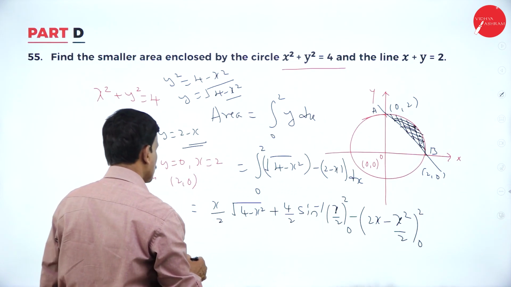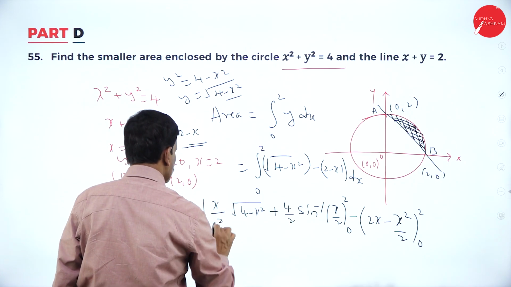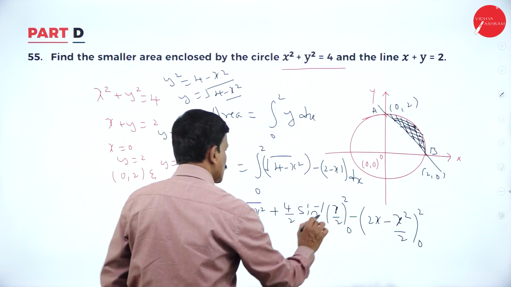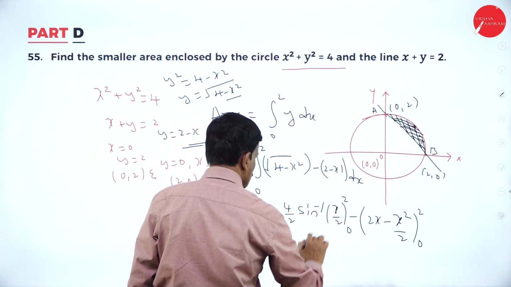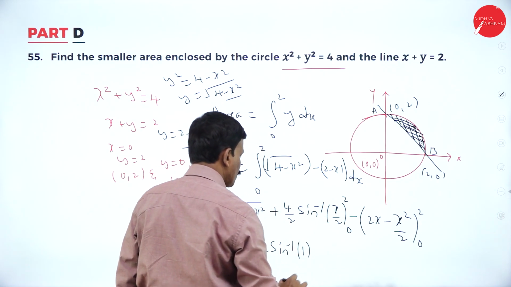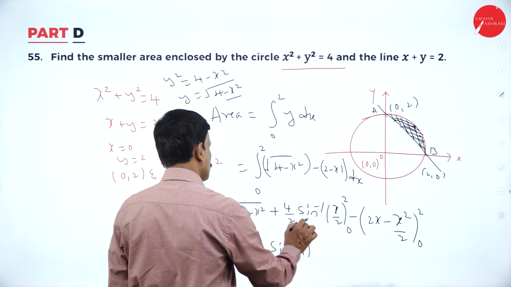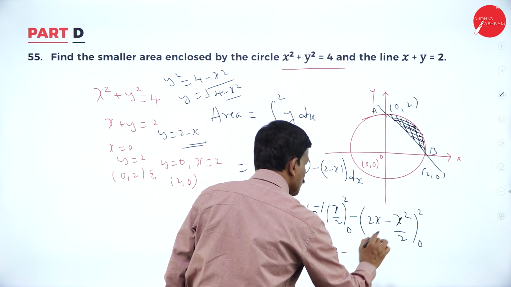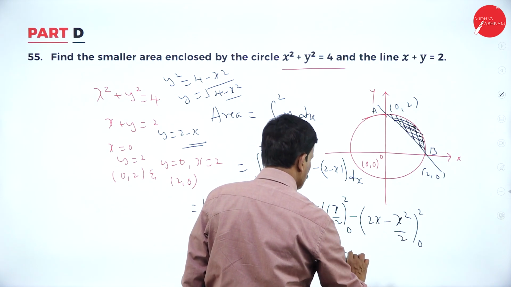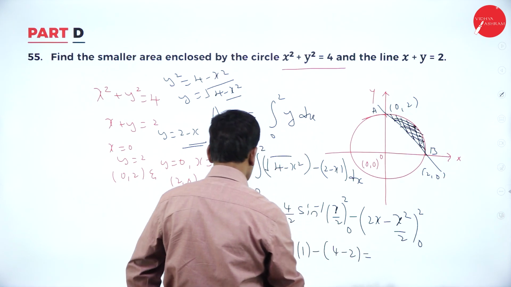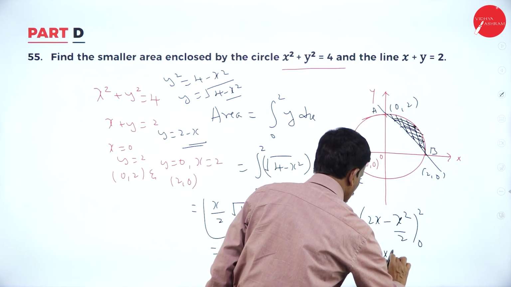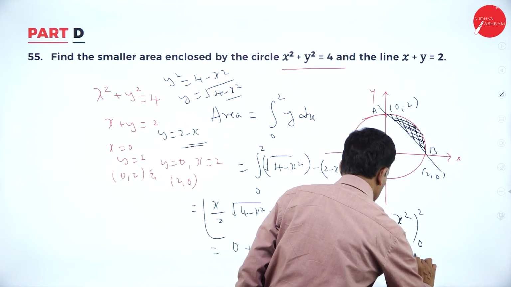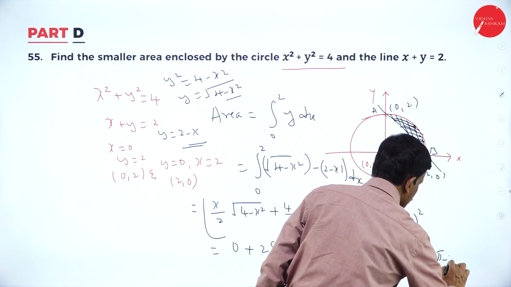That's it. Now apply the upper limit. If you put x equal to 2, then 4 minus 4 is 0, so this term is 0. 4 by 2 is 2, times sine inverse of 2 by 2, which is sine inverse of 1. And if you apply the lower limit 0, everything becomes 0. Minus, 2 into 2 is 4, minus 2 square by 2, which is 4 by 2, equal to 2. So this is 2 times sine inverse of 1, and sine inverse 1 is pi by 2, minus 2. So 4 minus 2 is 2; the 2's cancel. The required answer is pi minus 2.